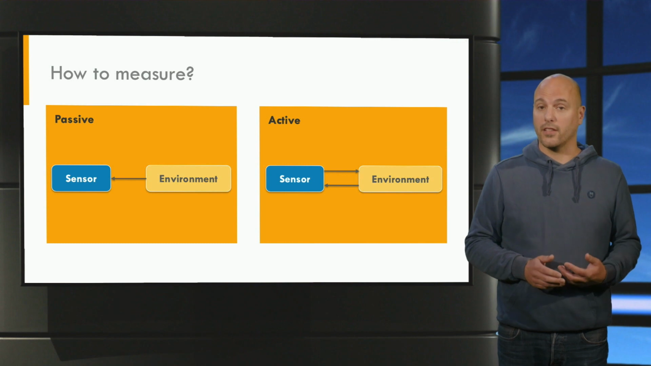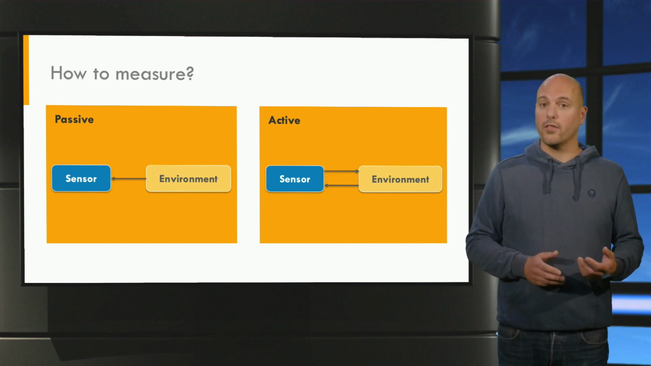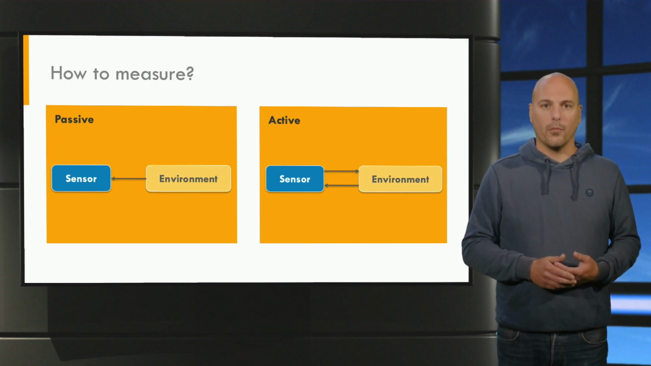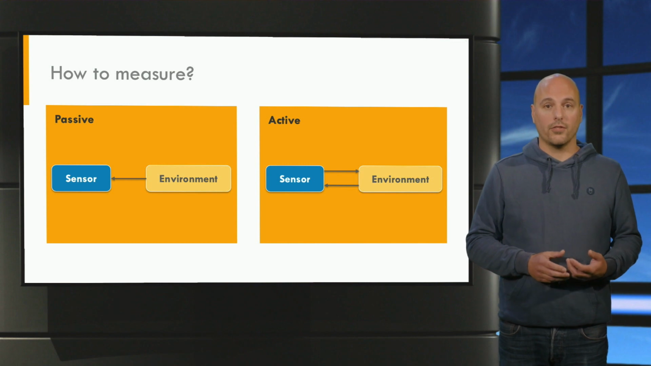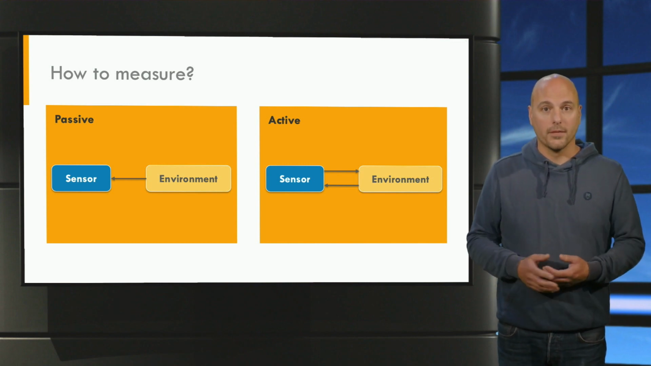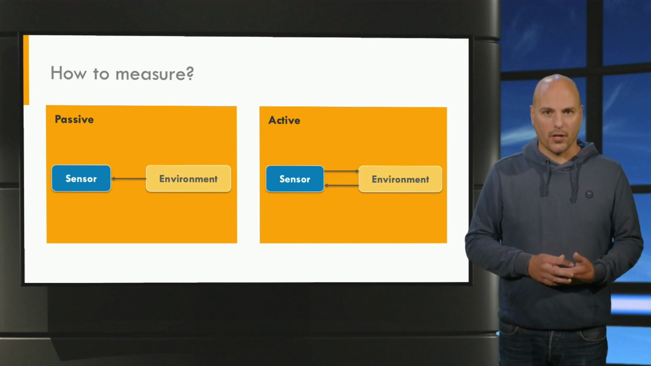Humans only have passive sensors, but bats are known for their echolocation, which is a way of active sensing. Active sensing can give you a lot more information, but has the downside that it costs more energy and that multiple sensors might interfere. Let's have a look at some commonly used sensors in robotics.